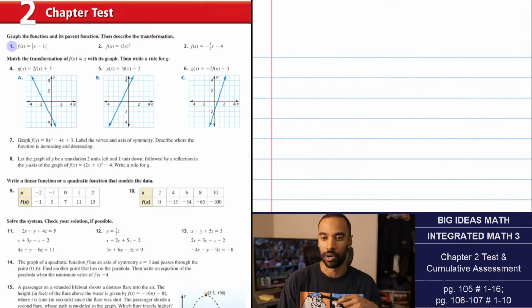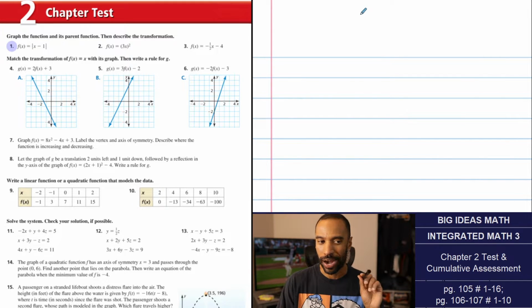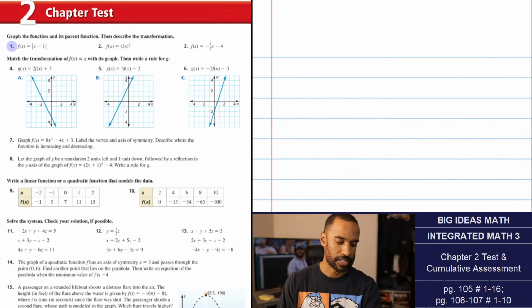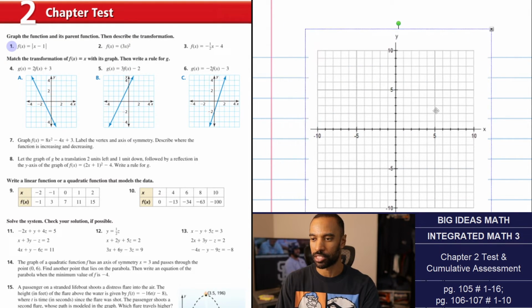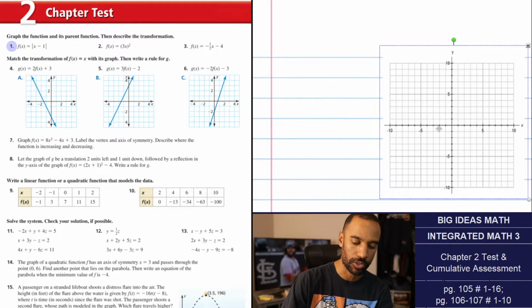I'm going to start with the Chapter 2 test portion. Away we go on numbers 1 through 16. Let's start with numbers 1 through 3, where we are going to graph the function and its parent function, then describe the transformation. Now, if we're going to graph these guys, I'm going to go ahead and copy and paste this kind of graph in here. If you'd like to download these graphs, you can go ahead and do so as well. So I'll get these set up.